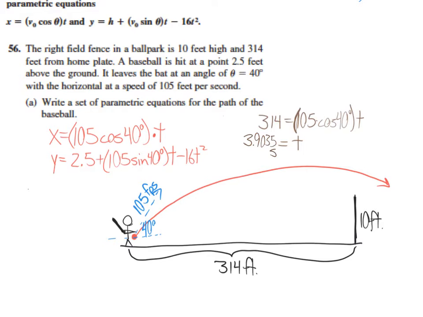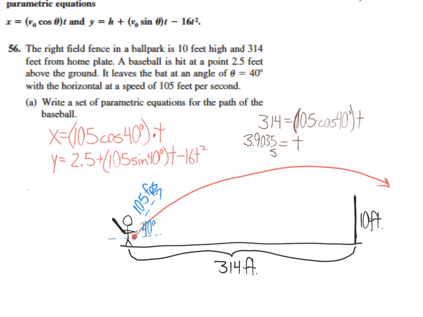So here's my question. How do I know if it went over the fence? You plug this into the second equation and see if it's bigger than 10. Why 10? Well, because we already incorporated the 2.5. If we had treated it as though the 2.5 were 0, then we would say, is it bigger than 7.5? But that's why we put the 2.5 in there.